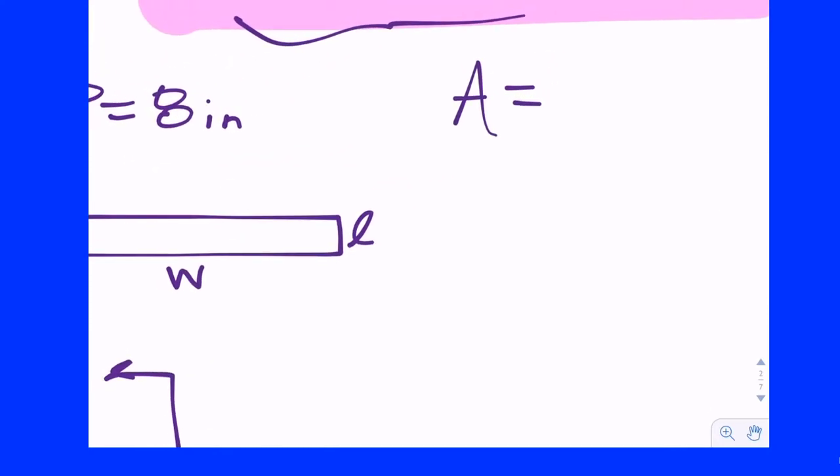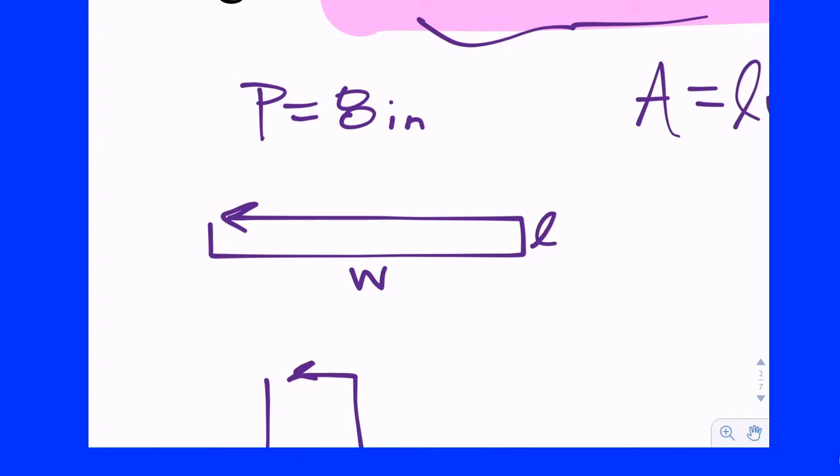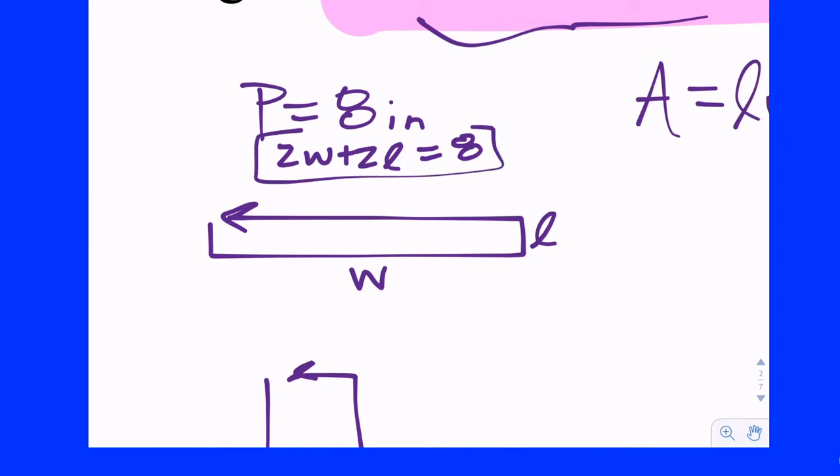Okay, so here we go. The primary equation then is L times W. And now I've got to get that equation in terms of a single variable. Well, my constraint is 8 inches, which I could say is 2W plus 2L equals 8, yes? That writes the perimeter in terms of W and L.